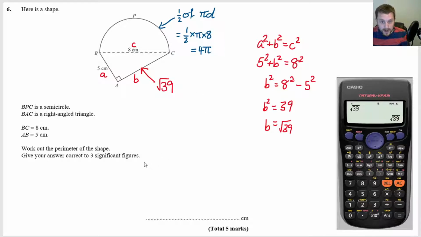And so my answer is going to be given by 5 plus root 39 plus 4 pi. So this is what I'm going to need to type into the calculator and then round. So 5 plus root 39 plus 4 pi. And to 3 significant figures, that is 23.8.